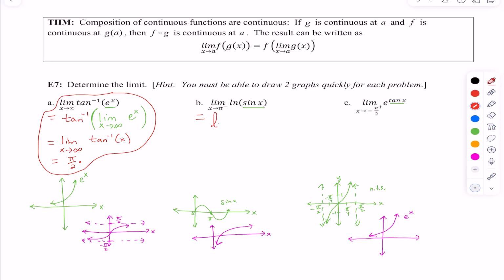So once again, the writing is quite sophisticated. We're going to take the natural log, and we're going to put this limit as x approaches pi from the left. Where do the corresponding sine of x values go? Let's do that again. As x approaches pi from the left, where do the corresponding y values go? They're approaching 0 from the right.